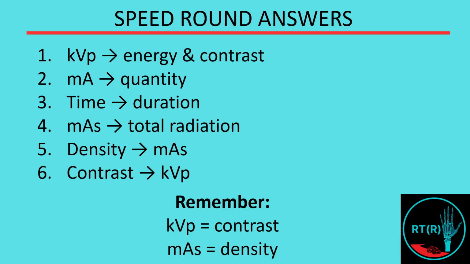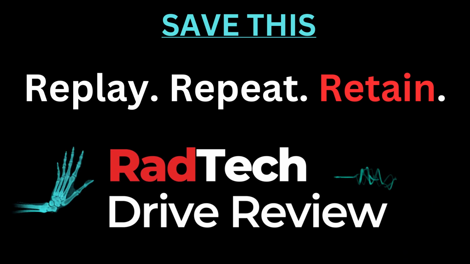Let's check our answers. kVp controls energy and contrast. mA controls quantity. Time controls duration. mAs equals total radiation. What controls density? mAs. What controls contrast? kVp. If you answer these instantly, you're in a strong position for the ARRT questions. Remember, kVp equals contrast. mAs equals density.